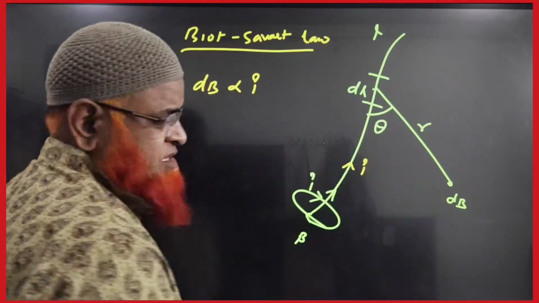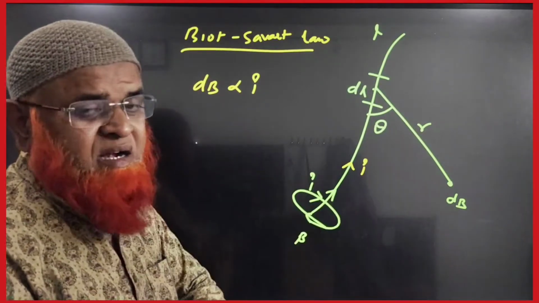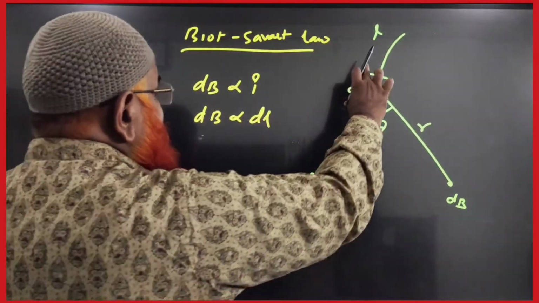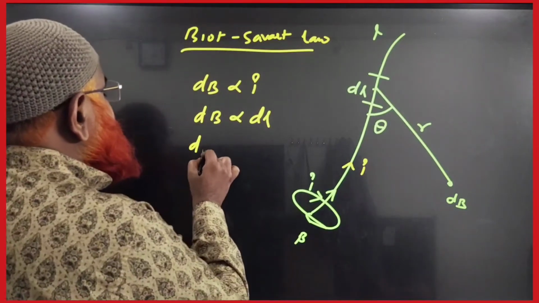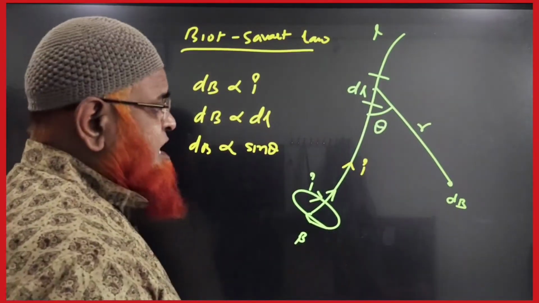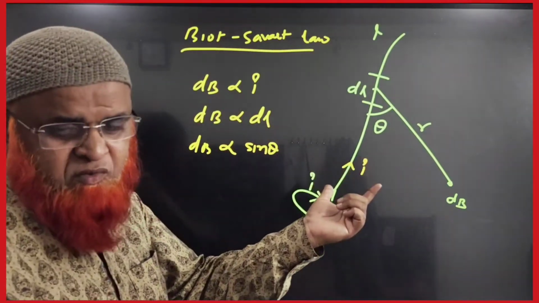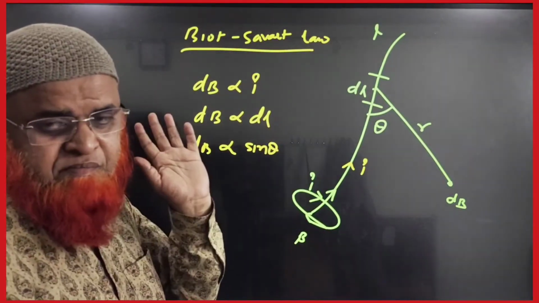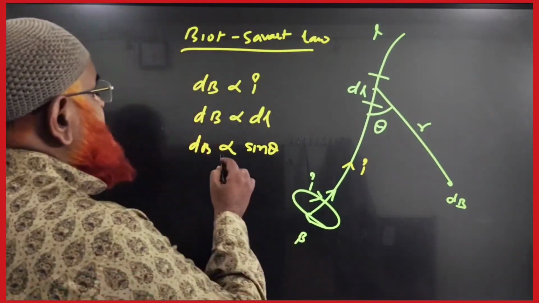For example, current I is passing. More current passes, more magnetic induction is developed. Less current passes, less magnetic induction is developed. And dB is directly proportional to dl. Greater the length, greater the magnetic induction. Lesser the length, lesser the magnetic induction. And dB is directly proportional to sin theta. The greater the angle, the greater the magnetic induction, and the maximum value is at 90 degrees because sin 90 is 1, which is maximum. Sin 30 is 1 by 2, sin 60 is root 3 by 2, sin 90 is 1. Is it clear?